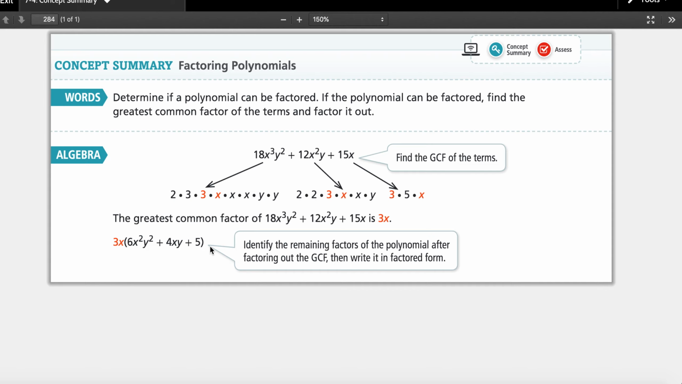And we identify the remaining factors of the polynomial after factoring out the GCF. Then write it in factored form, which is 3x times 6x squared times y squared plus 4xy plus 5. And this is the lesson. Good luck, you guys, and do your class work.